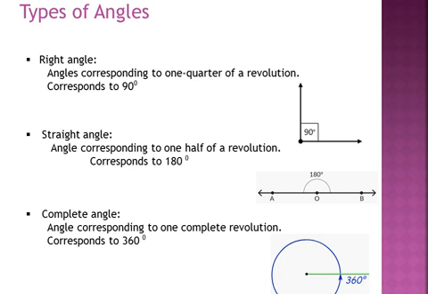First, right angle. In a clock, the position obtained by the hour and minute hand at exactly 9 o'clock and 3 o'clock is called a right angle. The angle between the two rays is exactly 90 degrees. It is also called 1/4 of a revolution. Now straight angle. The angle corresponding to half of the revolution, which measures 180 degrees, is called a straight angle. Complete angle. The angle corresponding to a complete revolution, which measures 360 degrees, is called a complete angle.